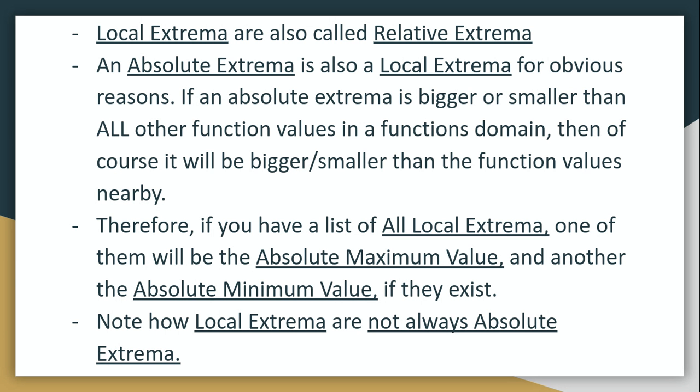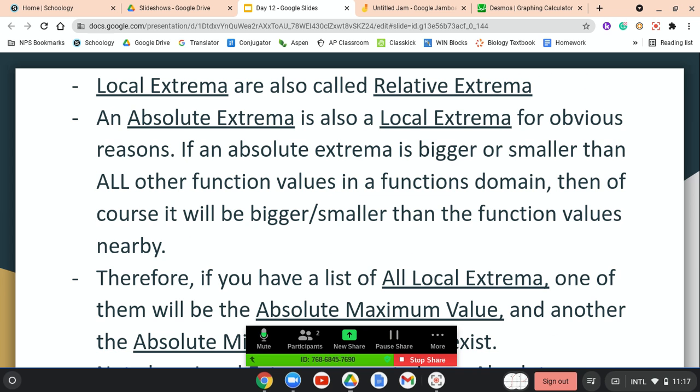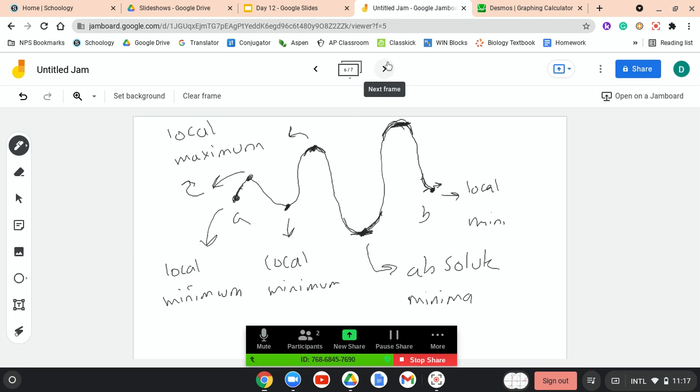It's like a Where's Waldo. If you have a list of all the local extrema, then the absolute maximum or minimum value, if they exist, will be hidden in there, because an absolute maximum and minimum are also local minima and maxima. Cool. And I'll illustrate the if they exist part, why that's important.